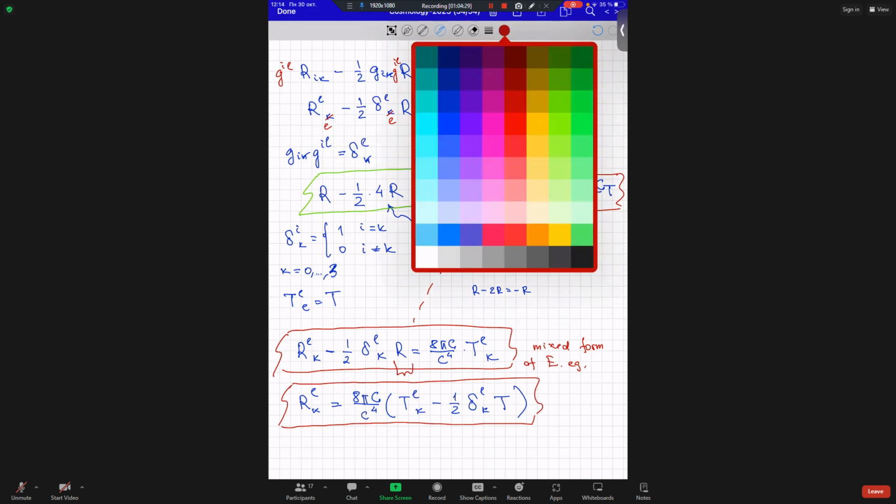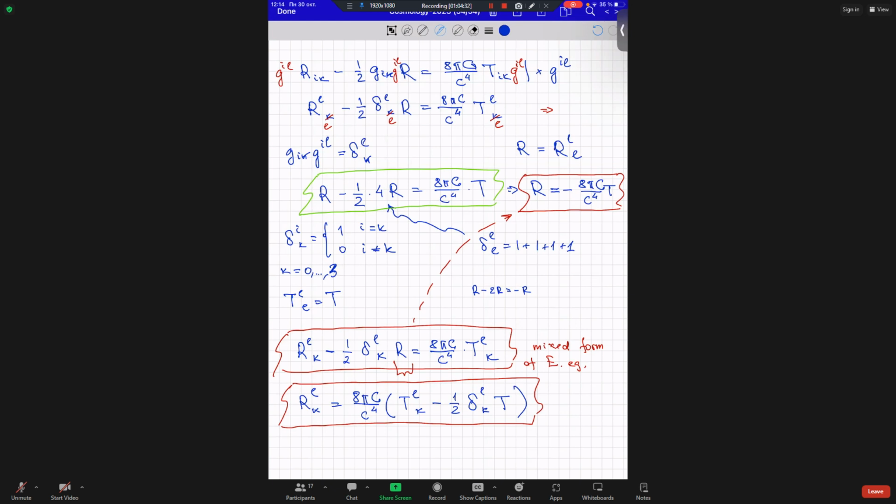Let's consider that we have empty space. It means that we don't have any distribution of matter. So it means that T_lk equals 0, all components. We will obtain the equation of gravity in the form: the Ricci tensor equals 0.